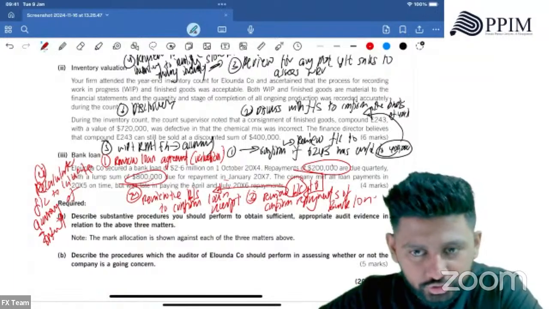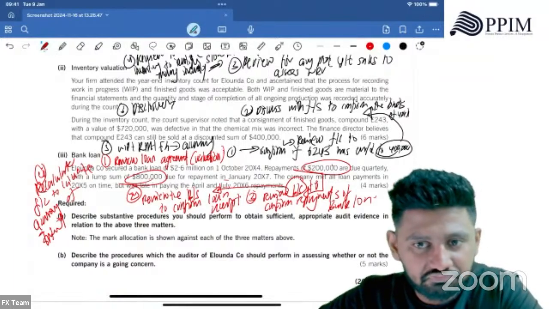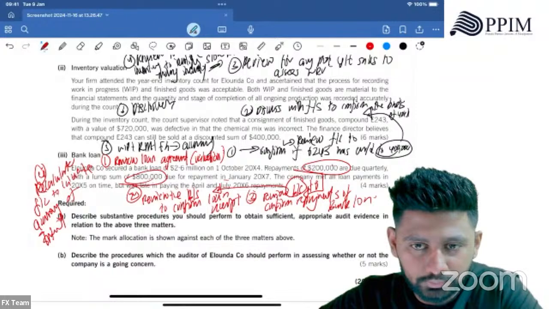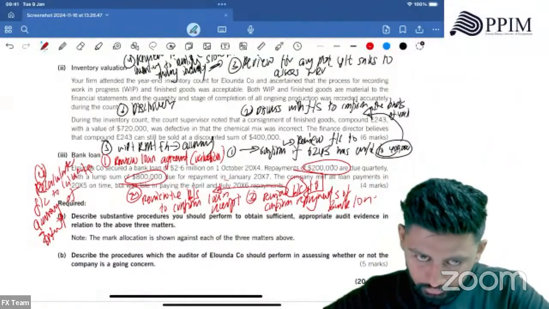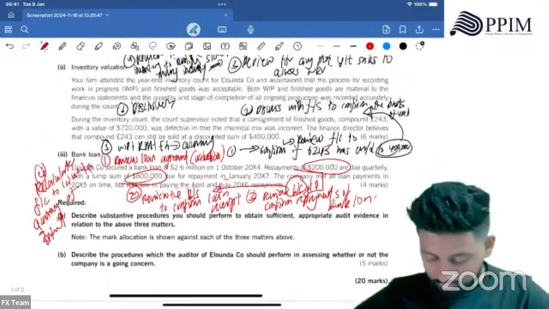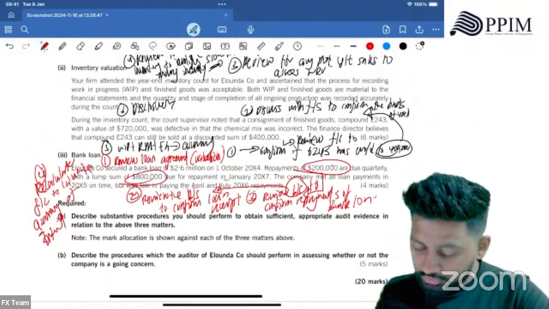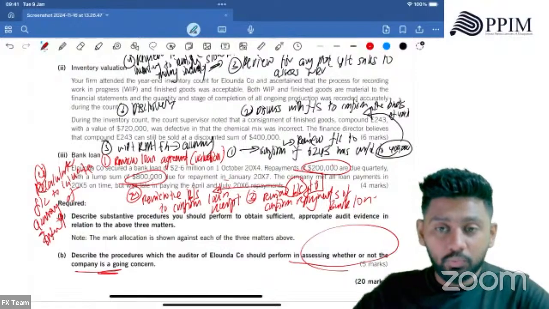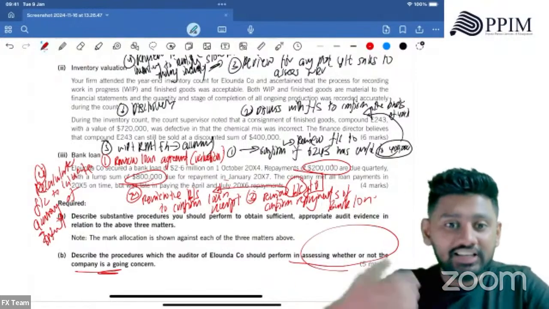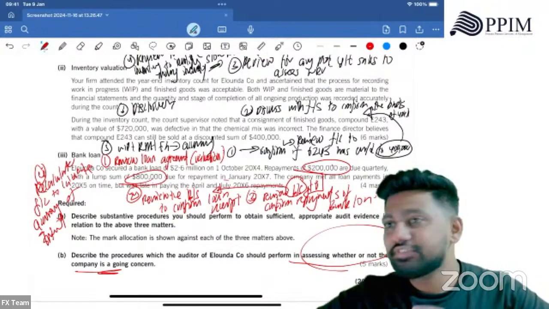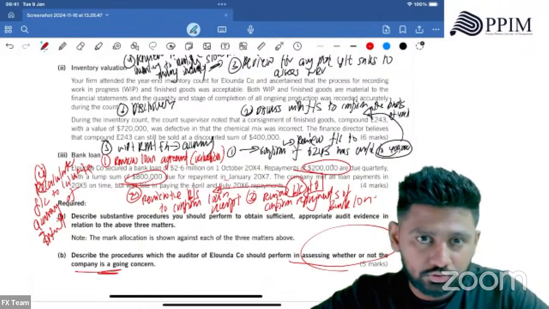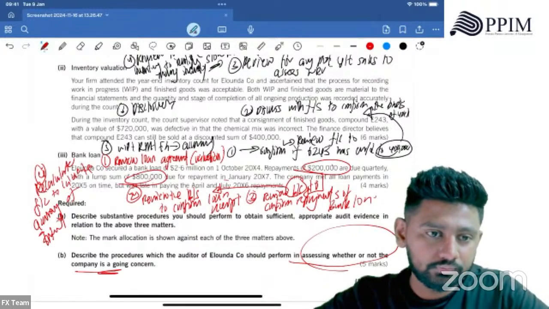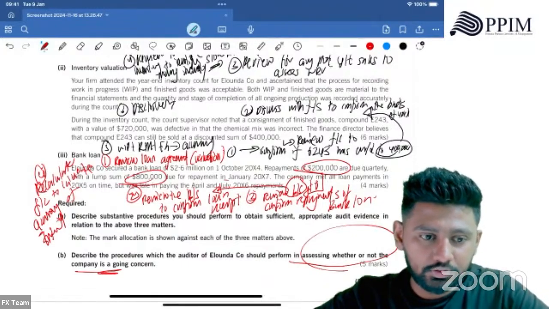Guys, we'll also look at more questions on this, and I'm also trying to work on internal controls as well. Now, the second part says, describe the procedures which the auditor should perform in assessing whether or not the company is a going concern. They want to know the procedures an auditor will undertake to understand if the company is a going concern. Shall we do that also?